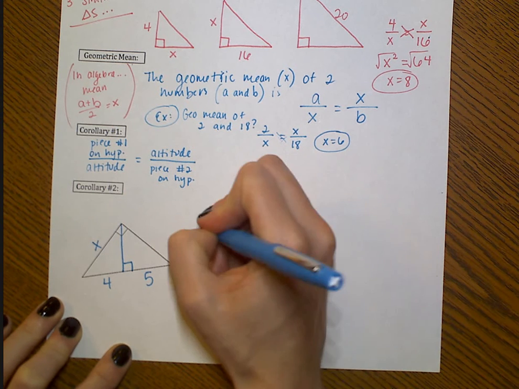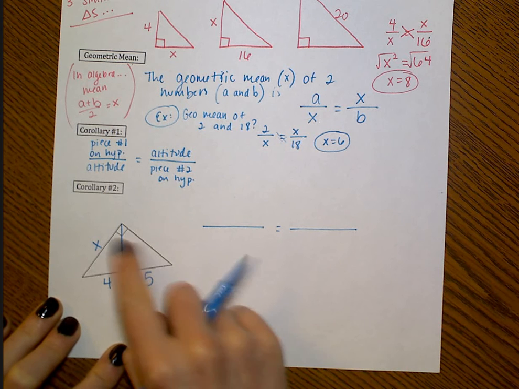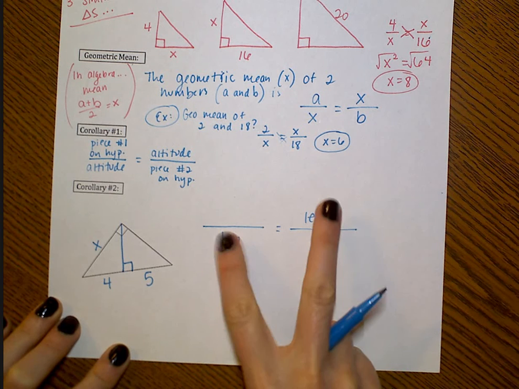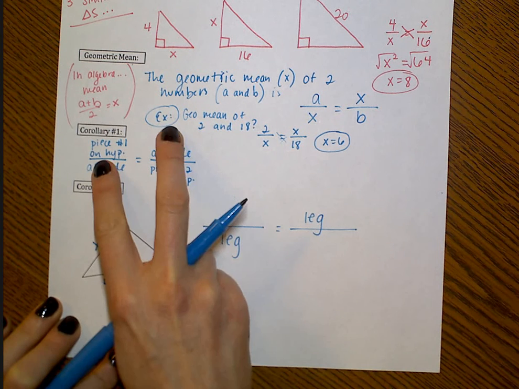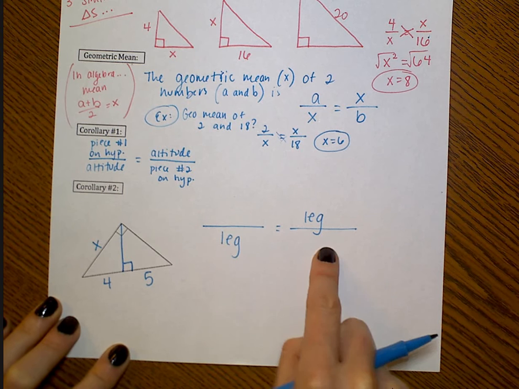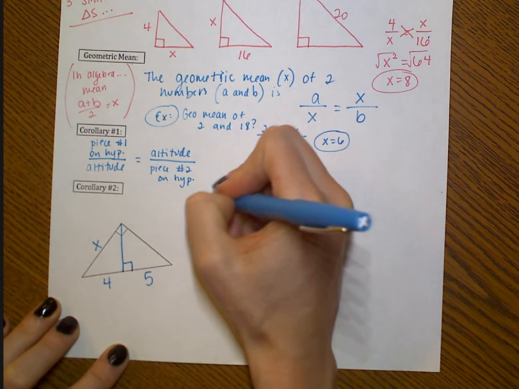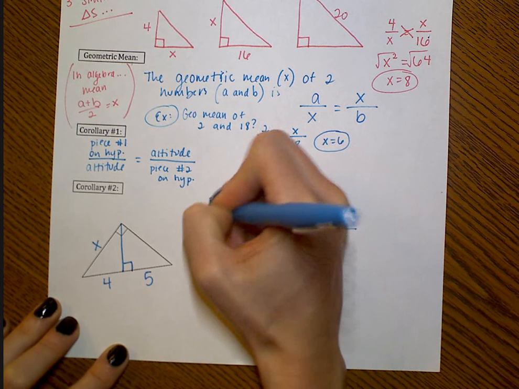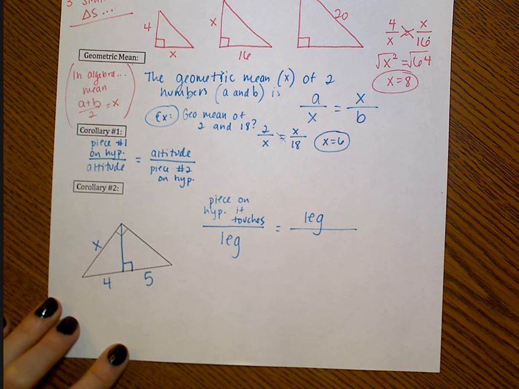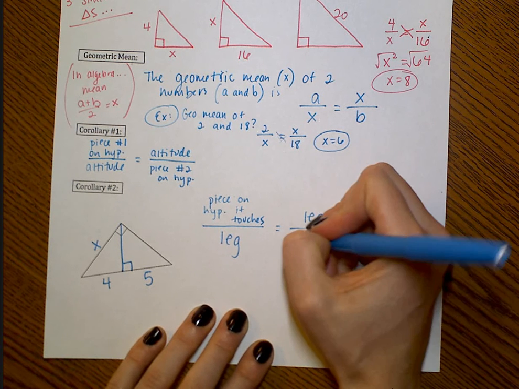Okay, so here's what this shortcut says, and it's another proportion. It says that the leg of the triangle is the geometric mean. So it's the number that you put on this diagonal instead of the altitude. So whatever the leg is, you're going to put it here and here. On the other diagonal, you're going to put the piece on the hypotenuse that the leg touches. So I'm going to say piece on the hypotenuse that it touches. On the other bottom right side, the other part of the diagonal, that is the length of the whole hypotenuse.